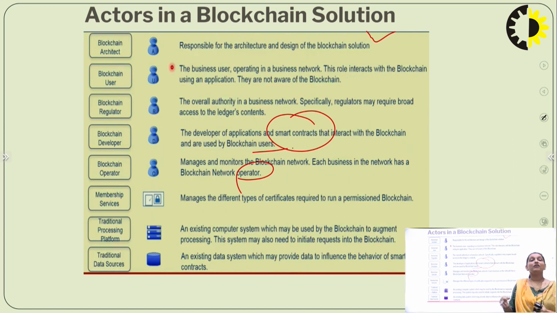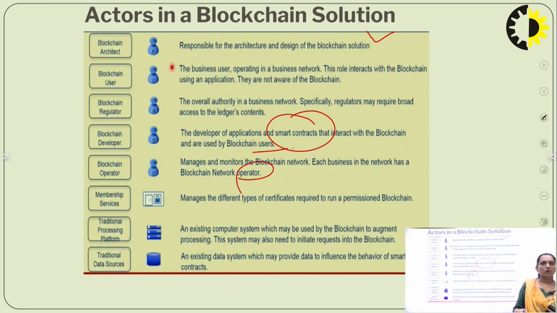Membership services: when you are using a permissioned blockchain, you have to have a certain certification, and that will certify that you are a permitted person, and we have your identity with us. If anything suspicious has happened, we have the identity of who has done it. So all that membership services has to be provided.